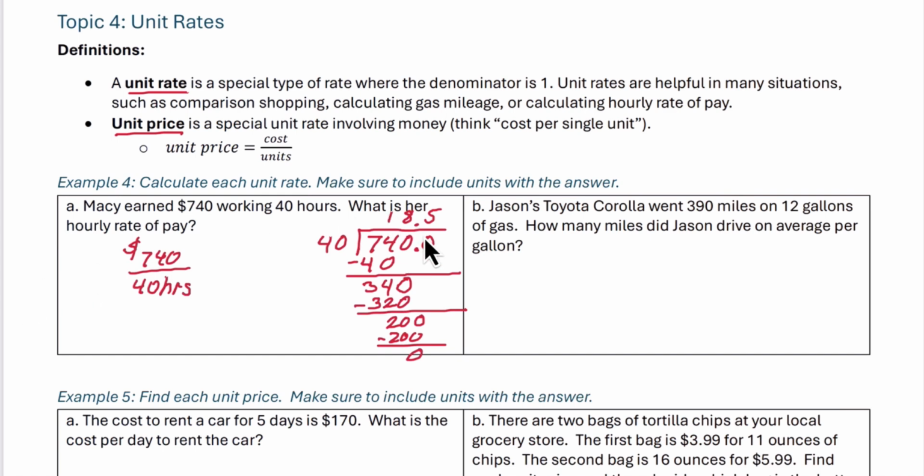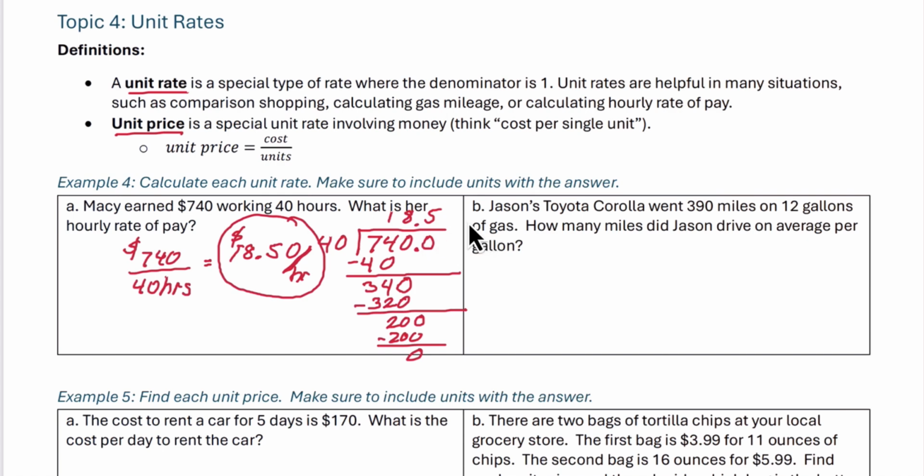We have 18.5, but keep in mind this is talking about money, so we'll need to add a 0 at the end of that to make it cents. We have $18.50, and that is per hour. The denominator is essentially 1, so Macy earns $18.50 per hour.